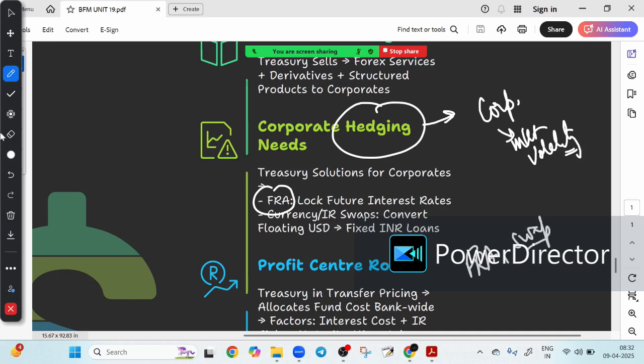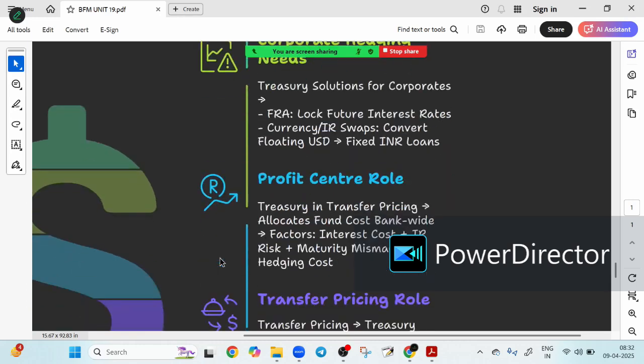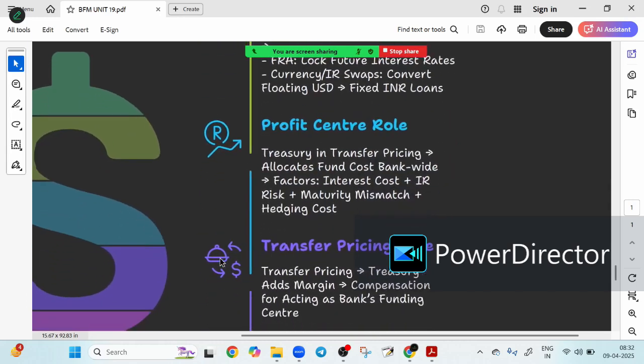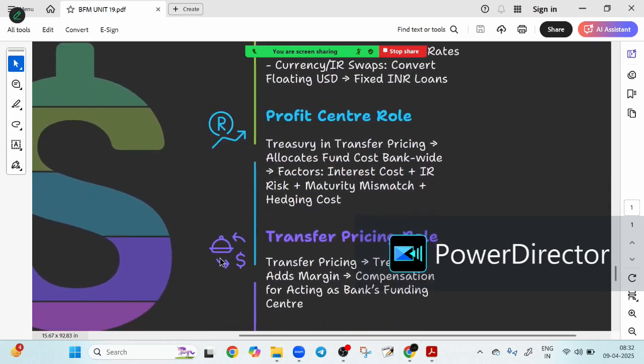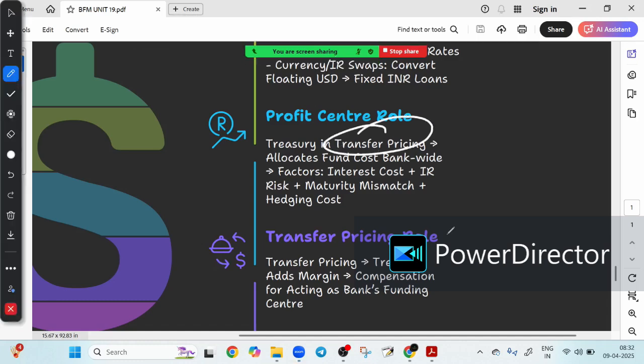Then we have the profit center role. What is the meaning of profit center role? Don't forget, Treasury is also a profit center. Through transfer pricing, it assigns costs to business units based on factors like interest rate risk, maturity mismatch, and hedging cost. This ensures accurate internal cost allocation and profitability.